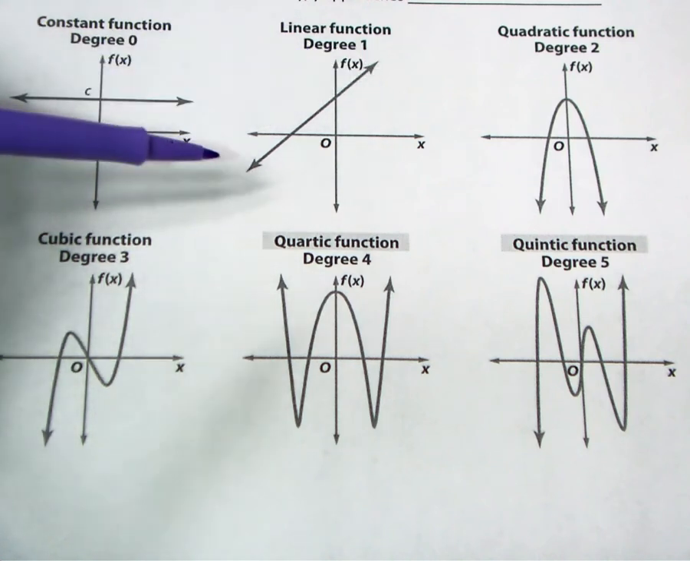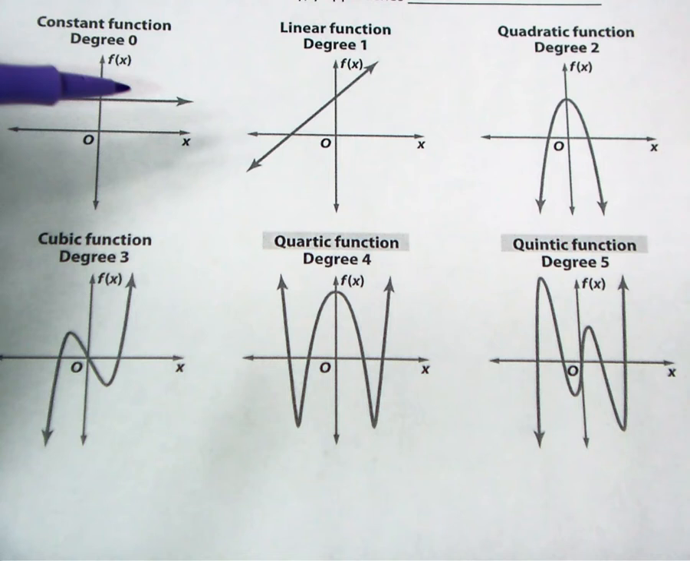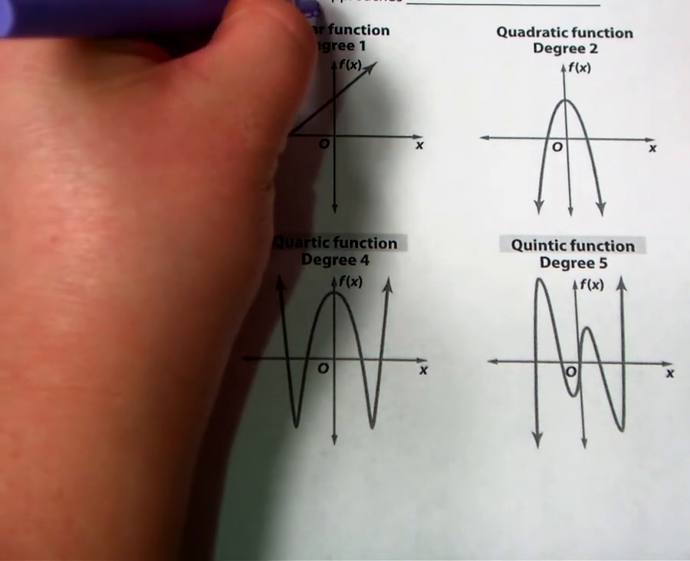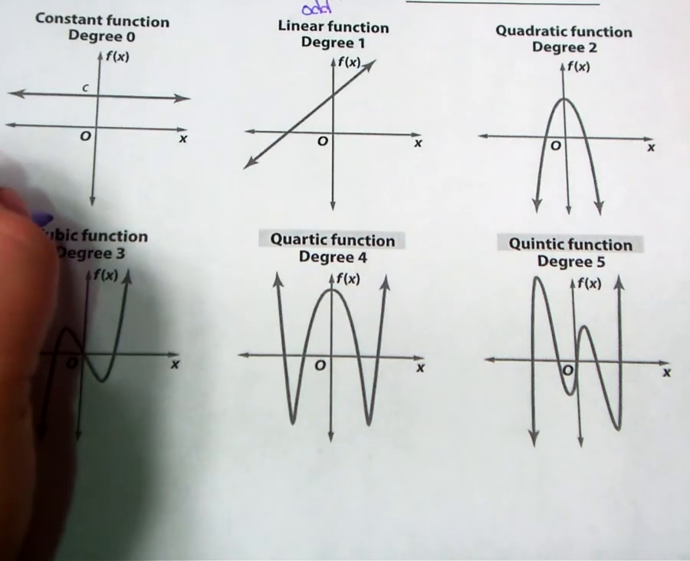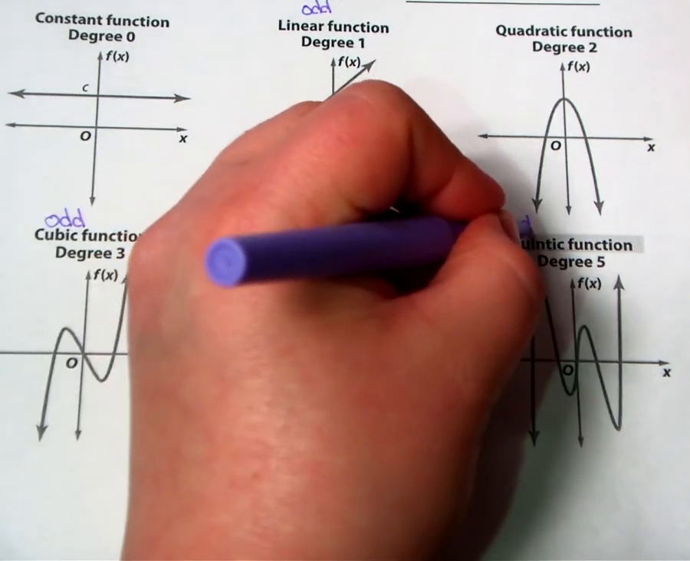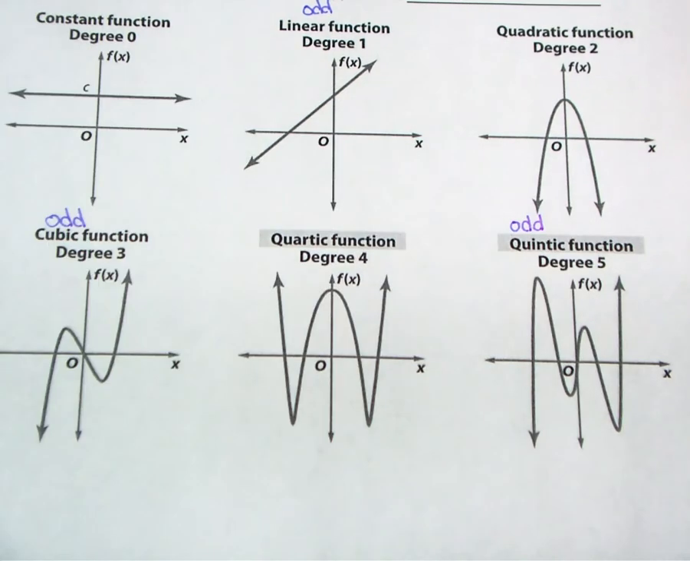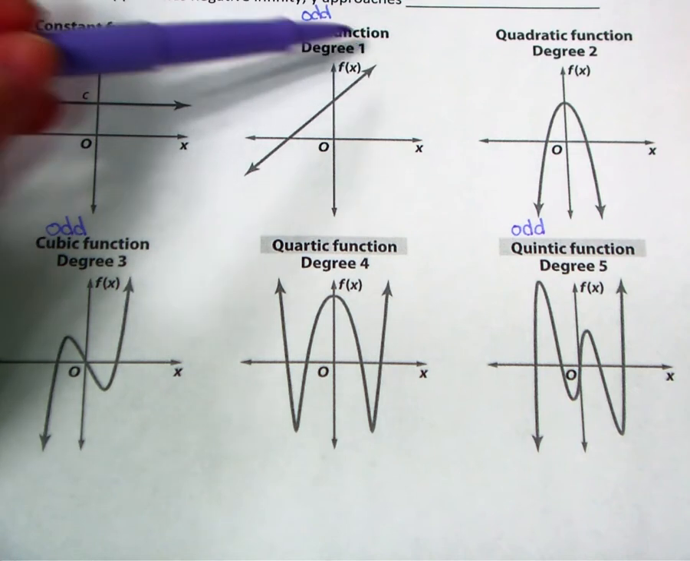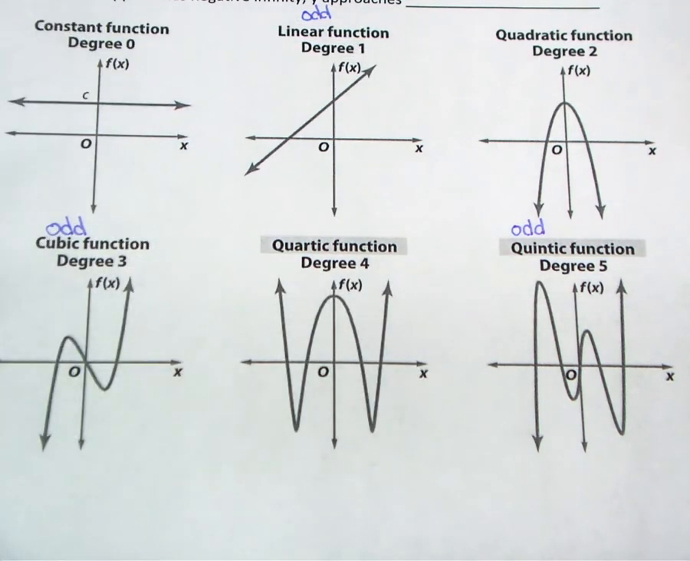Now remember, we talked about the number of real zeros that we would see with even and odd degree functions. So these are odd. Those 3 functions are considered odd degree functions because they have a degree that is odd: 1, 3, 5, and obviously there's more.